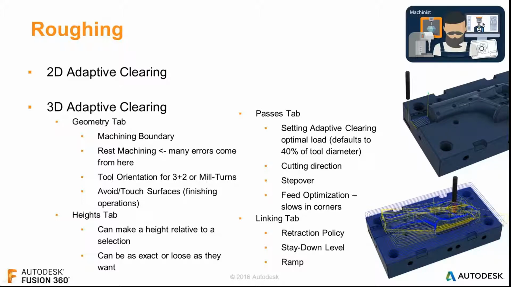The Linking tab deals with what happens between cuts. After a cut is made, the tool needs to be relocated. Does it lift all the way up? Is it just a minimal retraction? What efforts are being used to keep the tool engaged? So those are the primary tabs. There is another tab that comes before the geometry tab, which is the Tool tab, where you can select what tool will be used. So let's have a look at some of this in action.